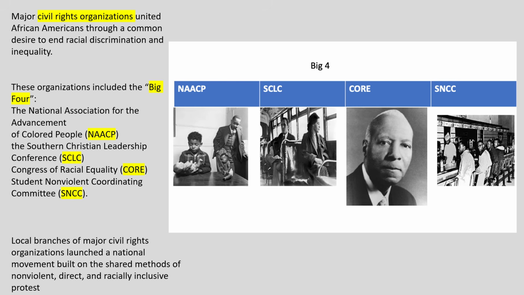You will have to know some of these civil rights organizations, and they call these the Big Four: NAACP, SCLC. So they're in the courts. They're using nonviolence. They're also using nonviolence. CORE actually goes back to World War II.